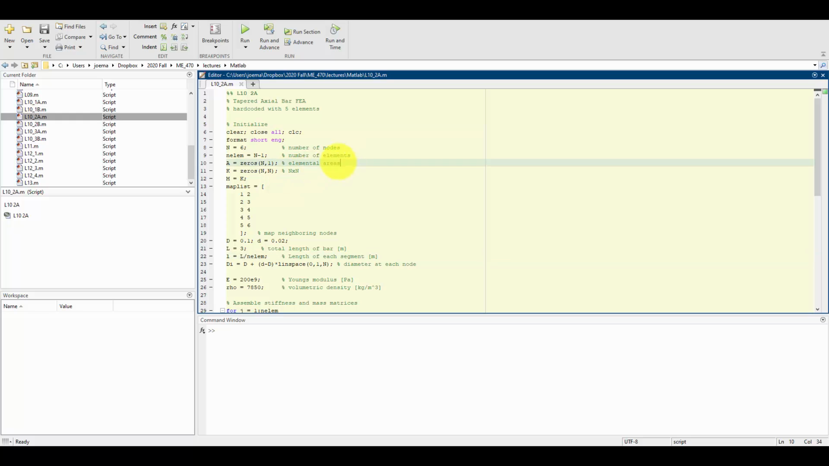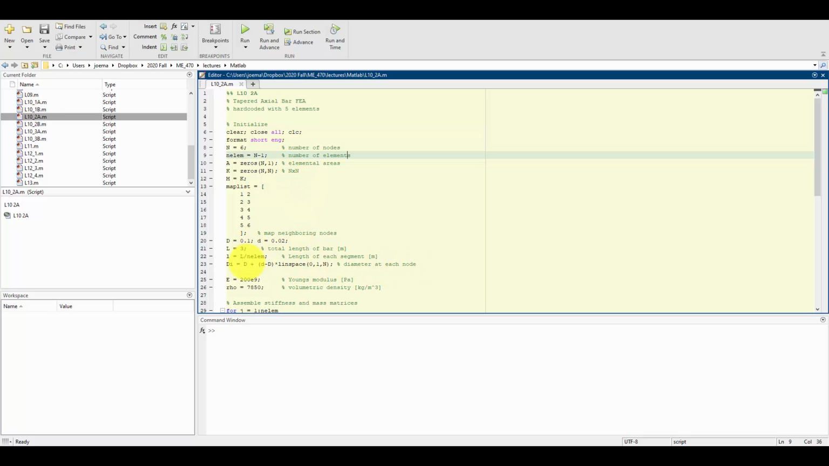I'm also going to calculate the area of each of the elements. We didn't have to worry about that in the first one because they all had the same area. But here I want to know what area I'm going to use for the 1st through the 5th element. So I'm going to pre-allocate that.